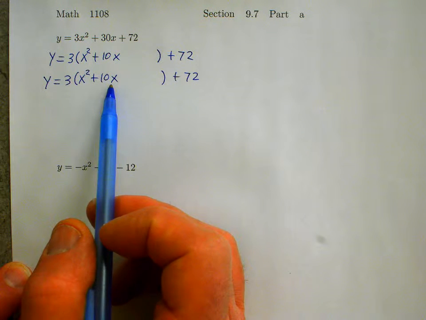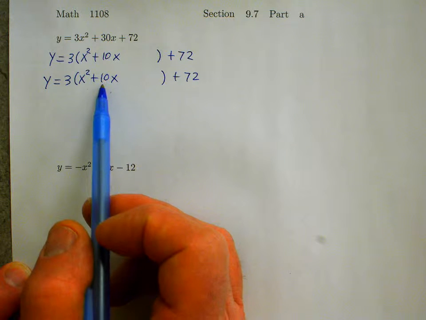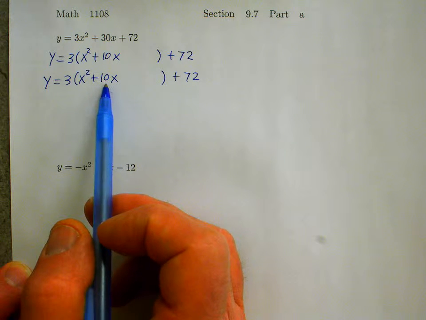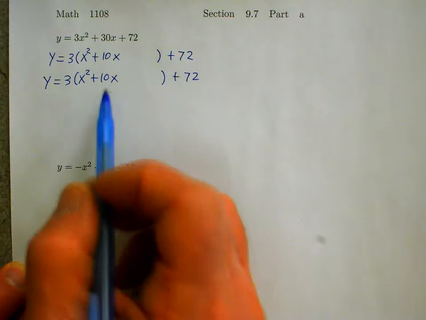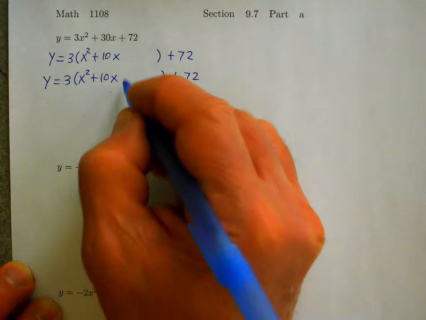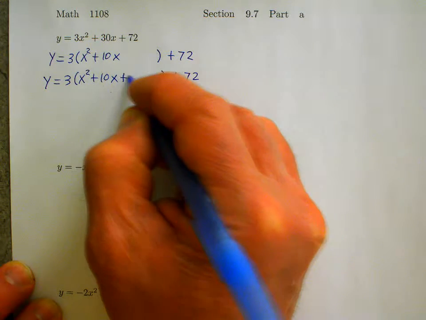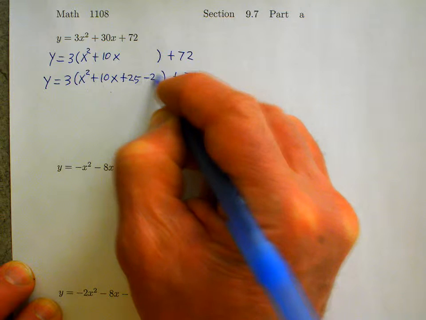To complete the square, or to create a perfect square trinomial, we take half of 10 and square it. 1/2 of 10 is 5. 5 squared is 25. So when we add 0, we put plus 25 minus 25.